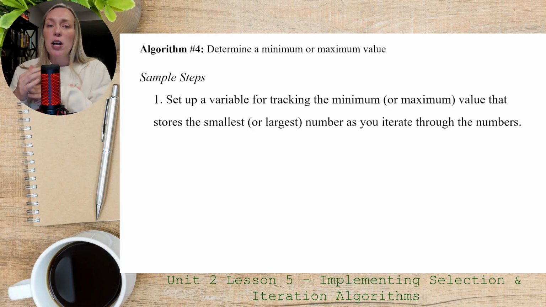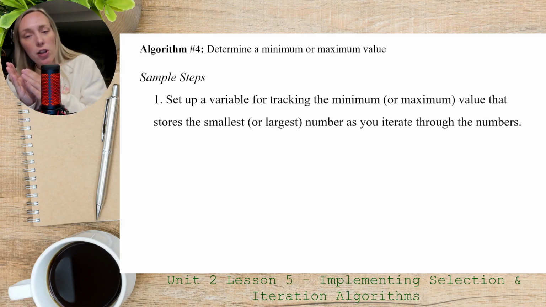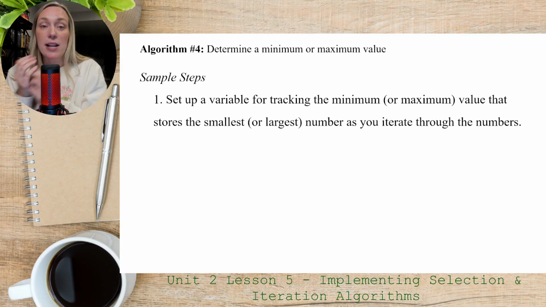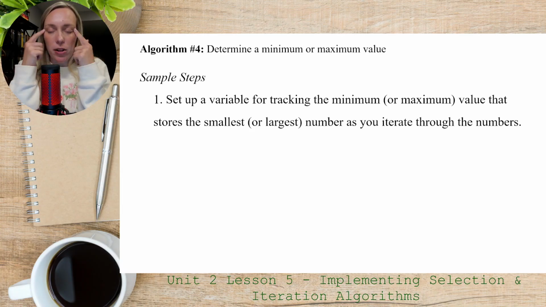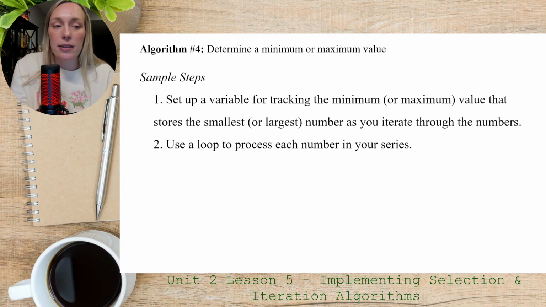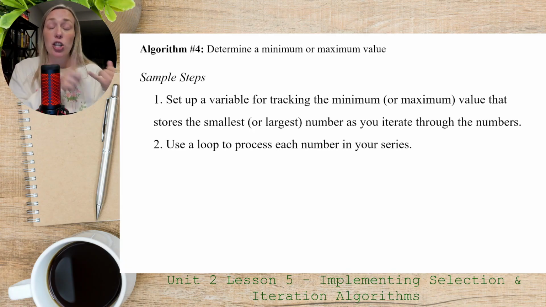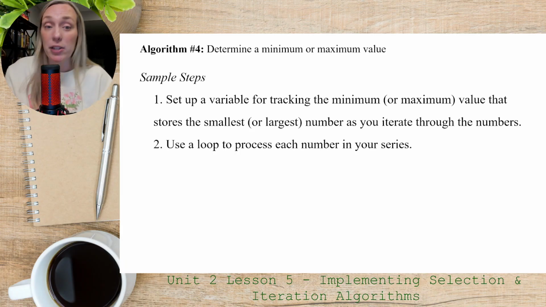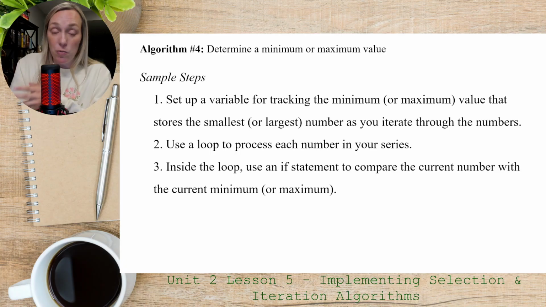So we're going to set up a variable for tracking the minimum or maximum value that stores the smallest or the largest number as we iterate through whatever numbers we have, right? So set up a variable that keeps track of the largest or the smallest number that you have. Use a loop to process each number in your series, okay? Whether that's a user entered number like we're going to do, or a number in your array or in your list, whatever data structure you have, you're going to use a loop to process each number that you want to go through.